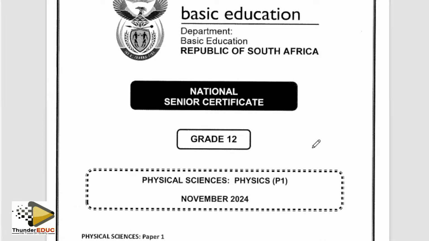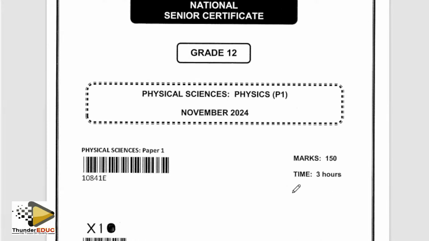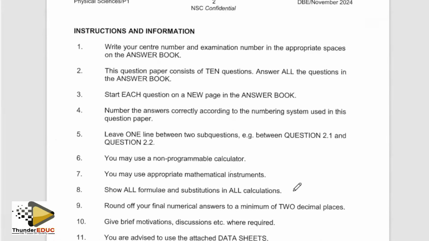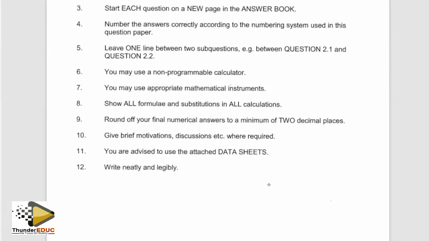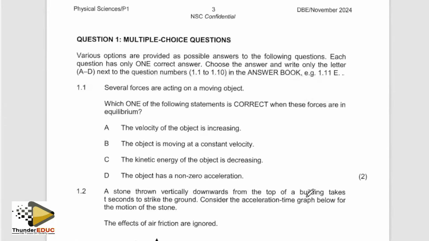Hello, and welcome to this episode where we shall be looking at the proposed or suggested memorandum for the Physical Sciences Paper 1 for November 2024 for grade 12. We have 10 questions that we need to look at. We can use a calculator and instruments, show the formula, and all of that. We're rounding off to 2 decimals. With question 1, which is multiple choice, we have various options for answers, and we choose one to be our correct option. Question 1.1: they're telling us that several forces are acting on a moving object.